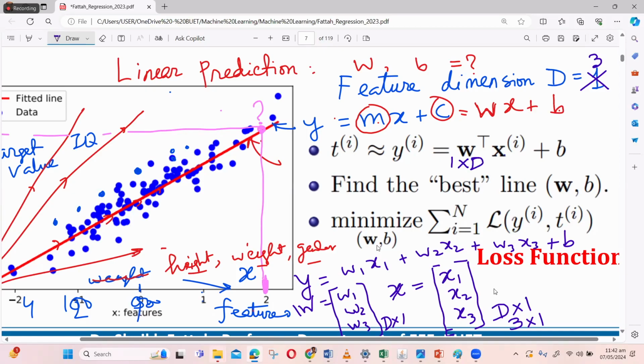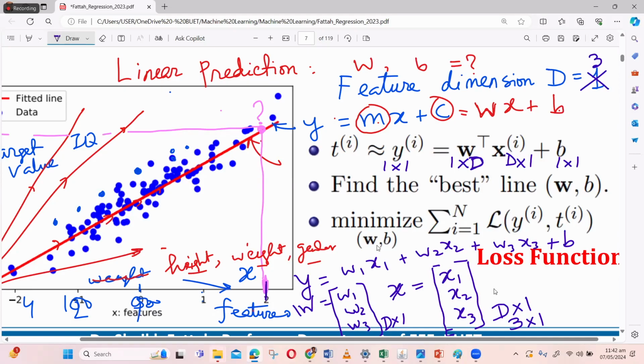And for x, this is d cross 1 or 3 cross 1. So 1 cross d times d cross 1 gives 1 cross 1. And this b is also 1 cross 1. So in this way, you can get the estimate.